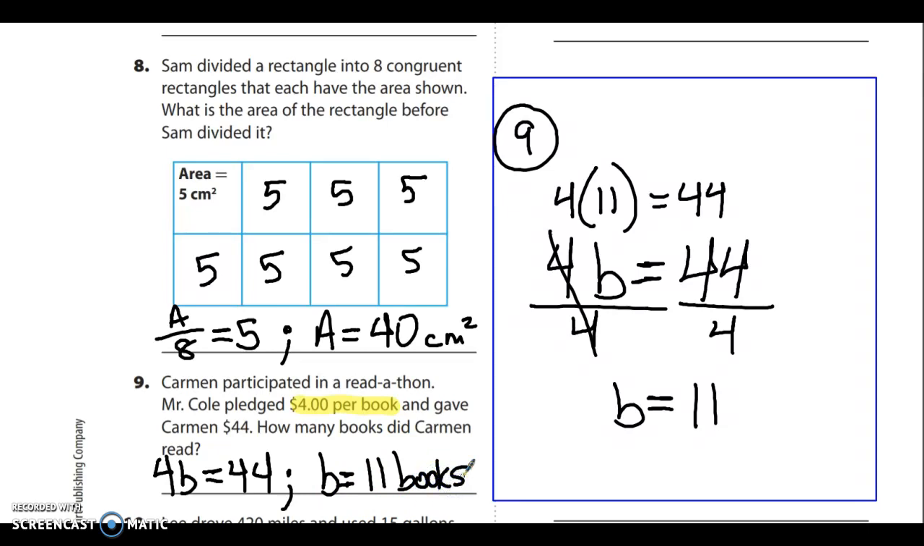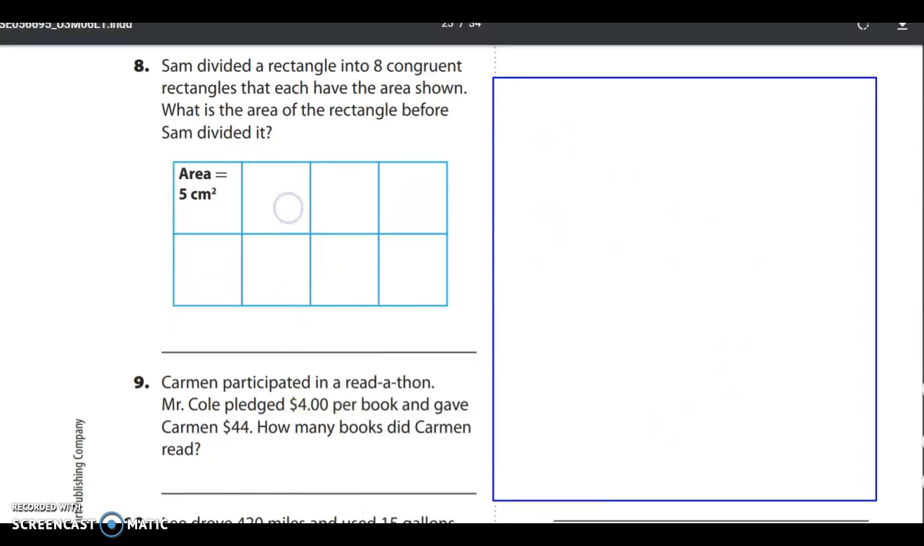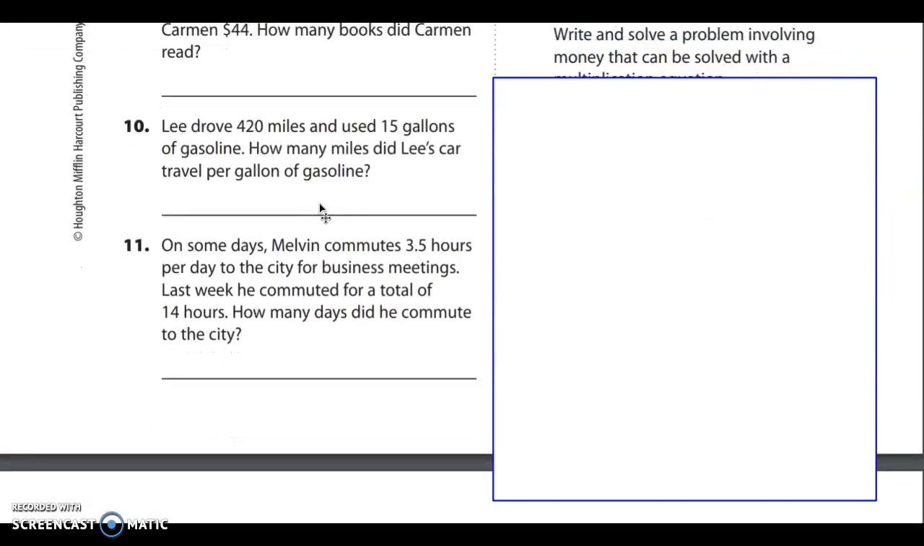All right, let's move on to number 10 and 11. Number 10 reads, Lee drove 420 miles and used 15 gallons of gasoline. How many miles did Lee's car travel per gallon of gasoline? So if you have 15 gallons of gasoline and you can go a certain number of miles per gallon, and then we go a total of 420, it looks like 15 times m would be equal to 420. This is a multiplication equation. How do I solve that? I solve that by dividing by 15.